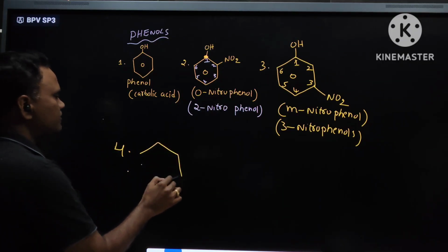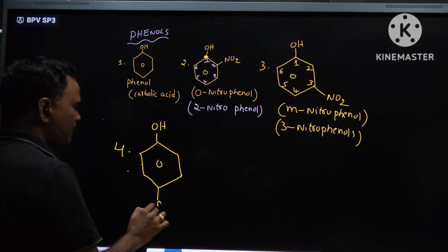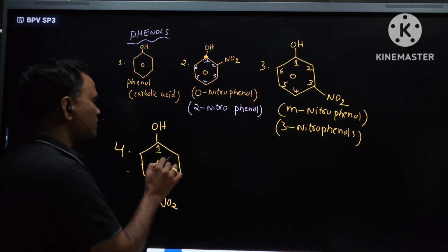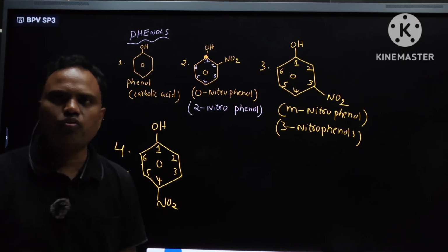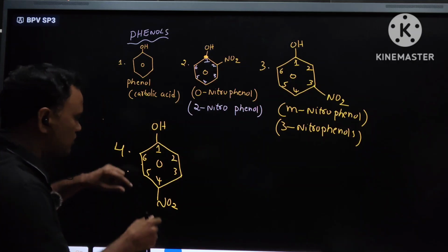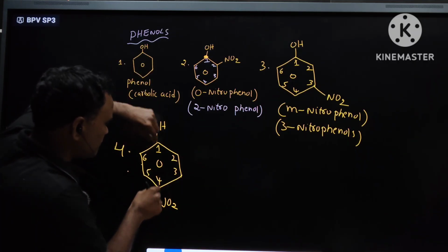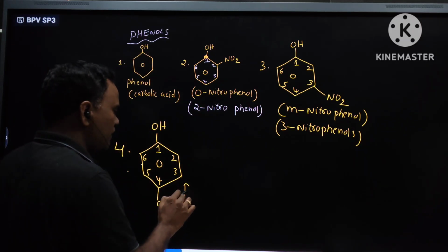And the fourth one. See, in the fourth position: 1, 2, 3, 4, 5, and 6. 4-nitrophenol: if two groups are present in opposite directions, completely opposite, that is called para position. So this is para-nitrophenol.